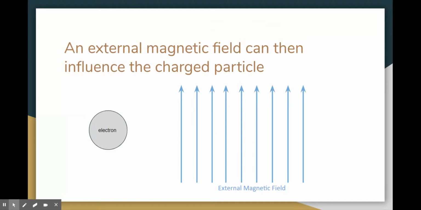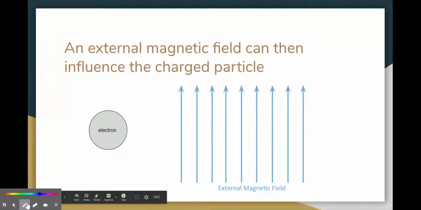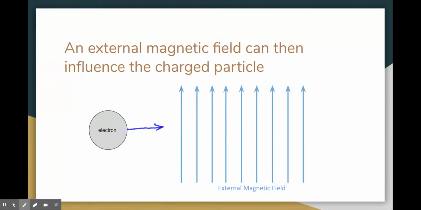So that being the case, we're going to take it one step further. Imagine now that the electron that we had pictured here moves not through empty space, but moves towards a region that has an external magnetic field. So I've pictured the external magnetic field with these light blue arrows, and the electron has a velocity vector that moves it from left to right.